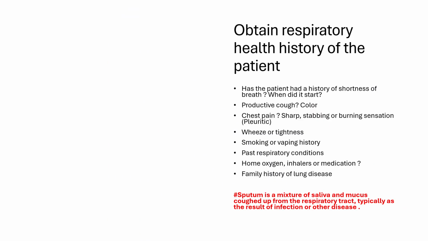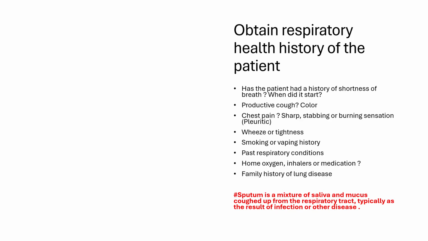For obtaining the respiratory health history of the patient, you have to ask a couple of questions. Ask if they had a history of shortness of breath and when it started. Similarly, ask if they had any productive cough before and what was the color. The third one is chest pain. Did they have a history of chest pain? Was it pleuritic, which means was it sharp, stabbing, or a burning sensation? Similarly, ask if they had wheeze or chest tightness.